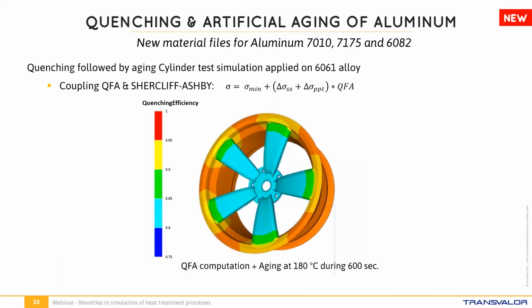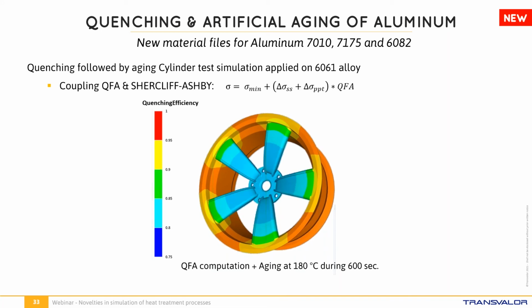It is through the coupling of both models, as illustrated here, that it is possible to fully simulate a consecutive quenching and aging heat treatment of an aluminium alloy. It is thanks to this coupling that the Shercliffe-Ashby model gets its interest. This animation presents the evolution of the quenching factor after quenching and artificial aging on a wheel rim.